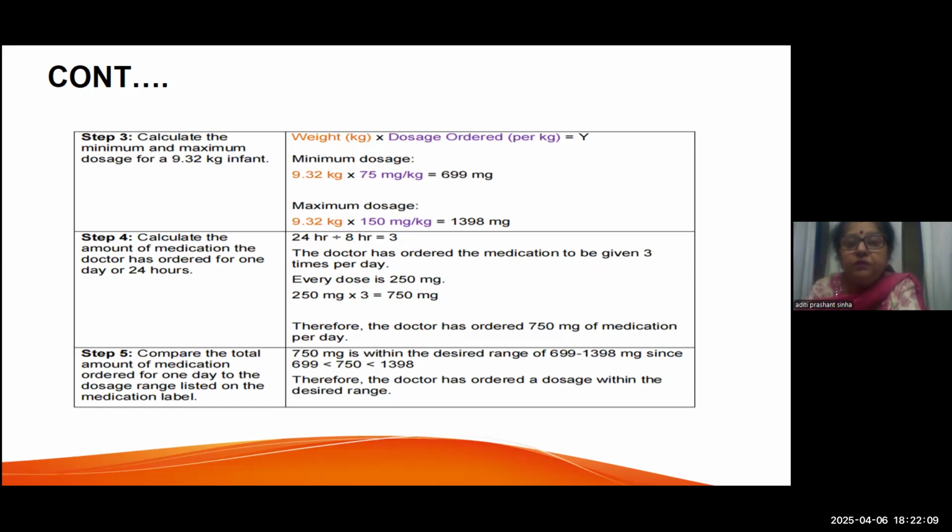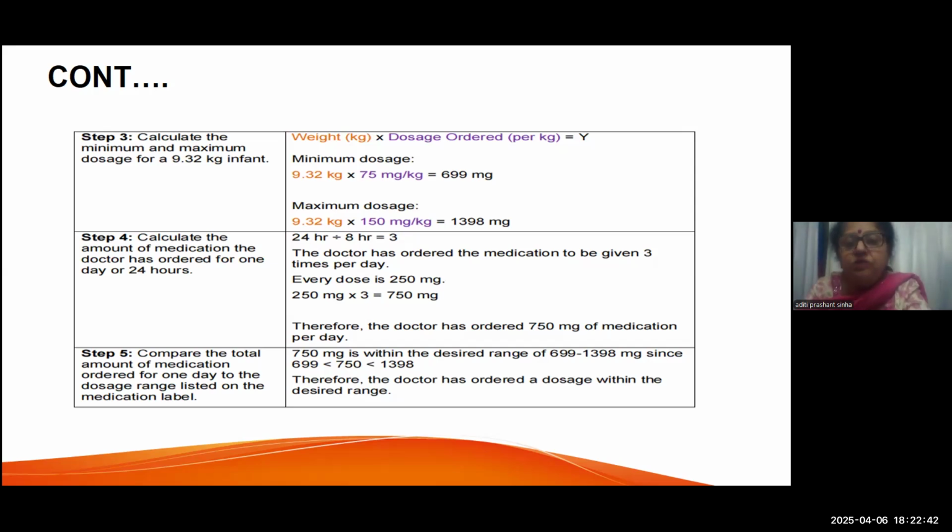So now one more twist. One more twist is, the order is what? Calculate the amount of medication the doctor has prescribed for 1 day or 24 hours, and it has to be given 3 times per day. So here the twist is that not only is the range given, but you also have 24 hours. That means you have to calculate the 3 divided doses.